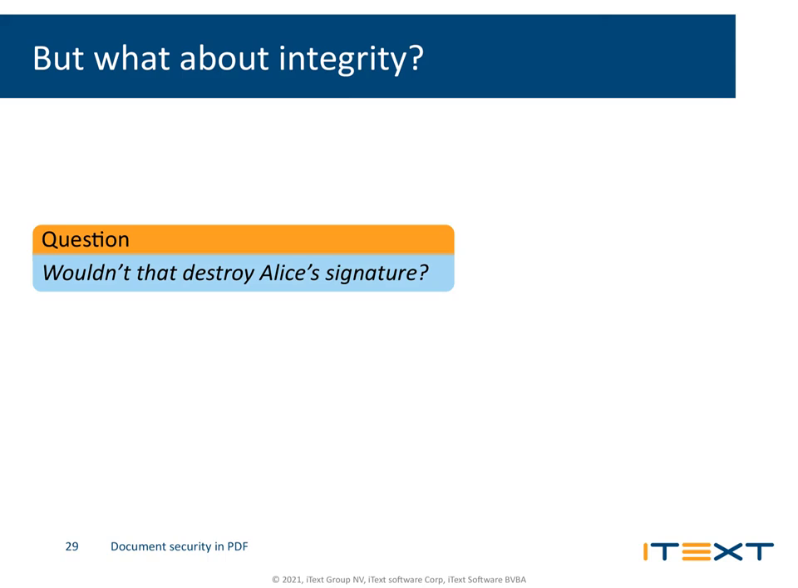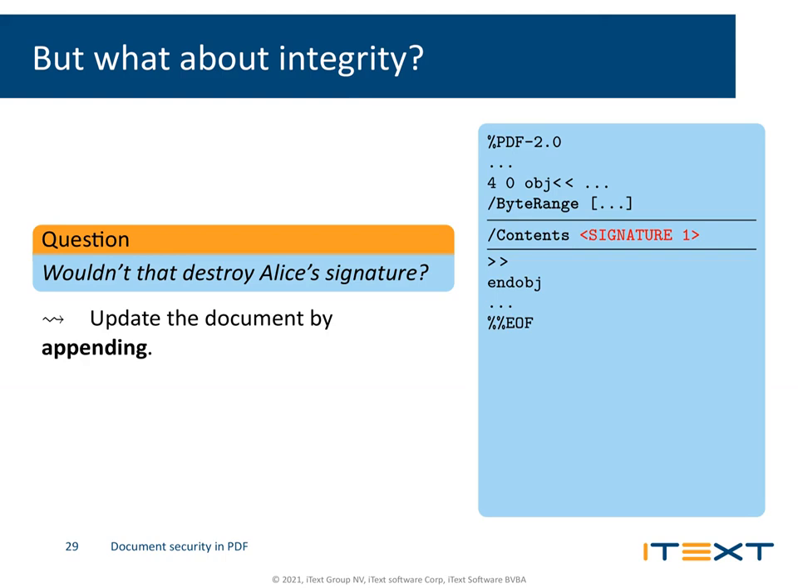What about the integrity of a signature? If Bob adds his signature to what Alice signed, then he's changing the document, right? So wouldn't that destroy or at least invalidate Alice's signature? And yeah, well, there is a trick to avoid that problem.